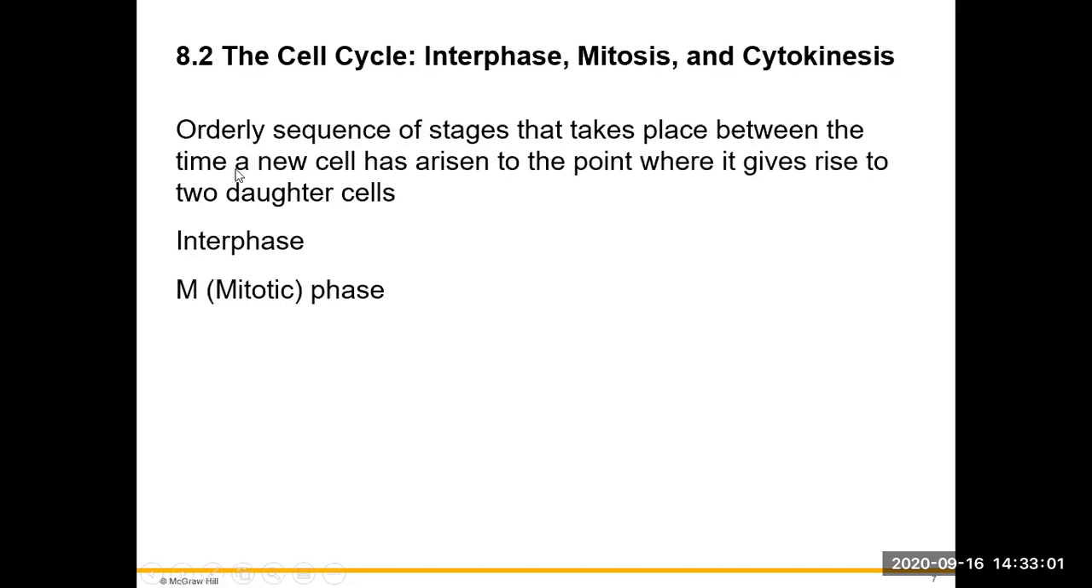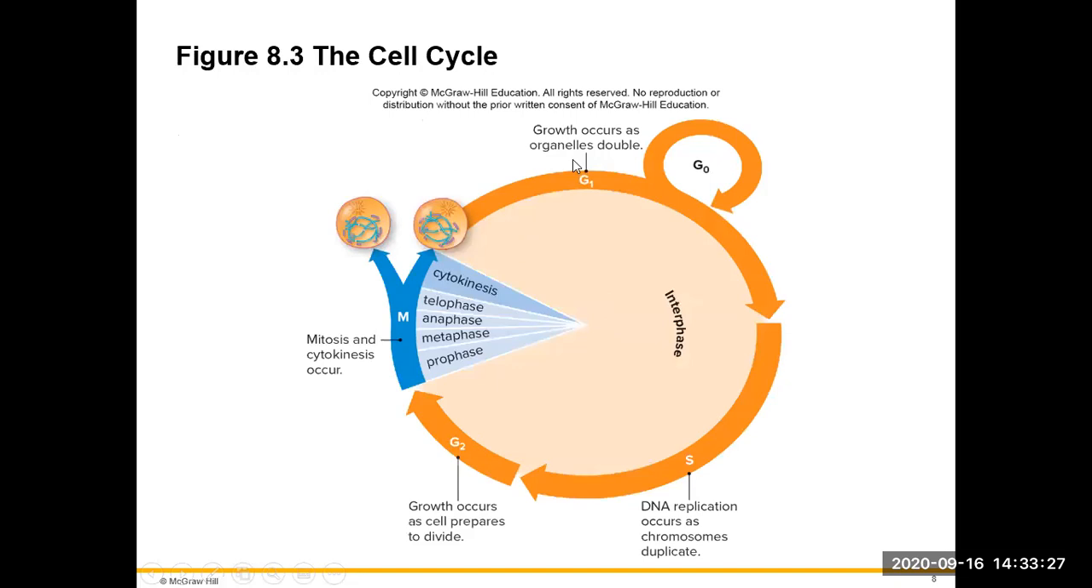It takes place between the time a new cell has arisen to the point where it gives rise to daughter cells. At the time of interphase, there is only one cell. During mitosis, there will be a division of the genetic material, and then during cytokinesis, the cytoplasm will divide and you will have two daughter cells. So we have interphase and the mitotic phase. So this is the diagram.